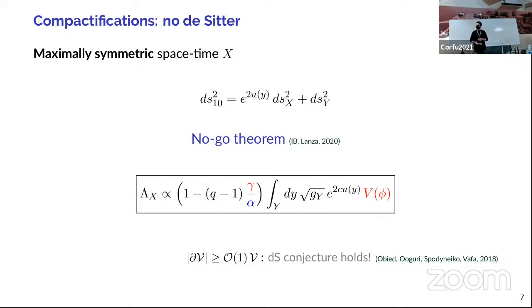And furthermore, the exclusion of de Sitter from this setup is compatible with the de Sitter conjecture, in the sense that it's excluded in a very specific way, namely the length of the gradient of the potential in field space is bounded by the potential itself with an order one constant in Planck units.